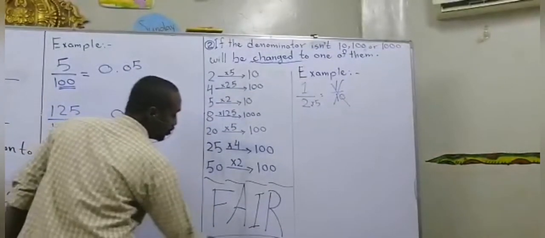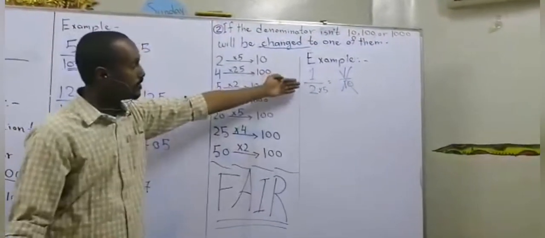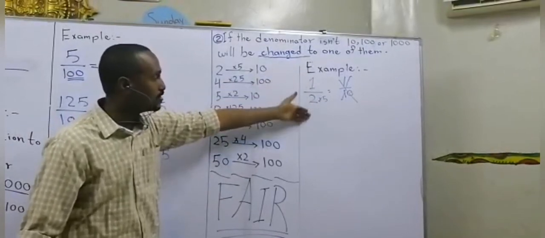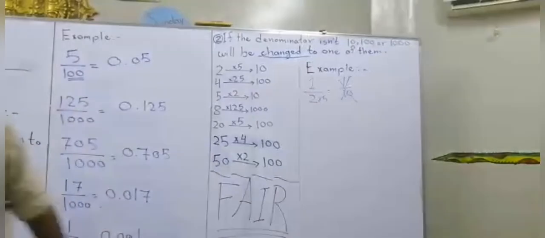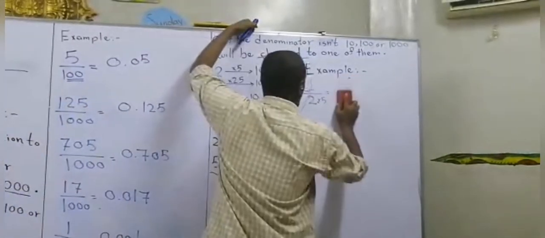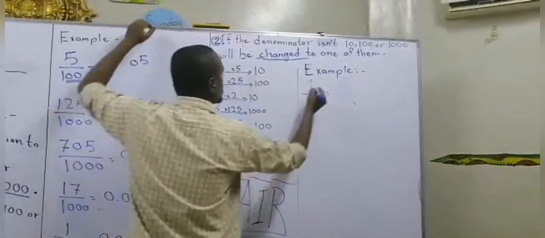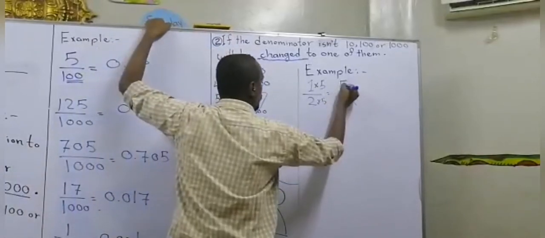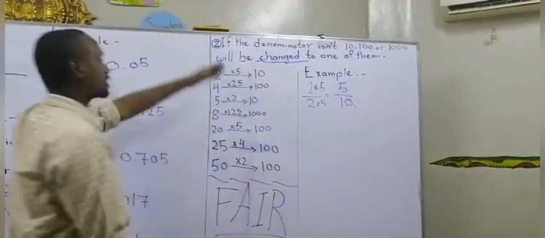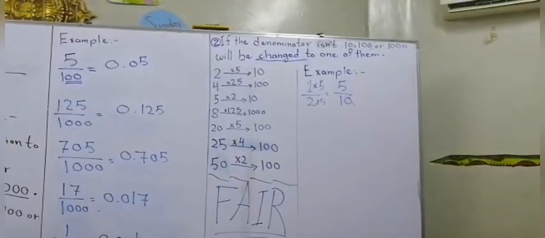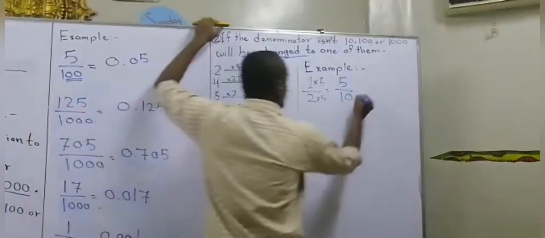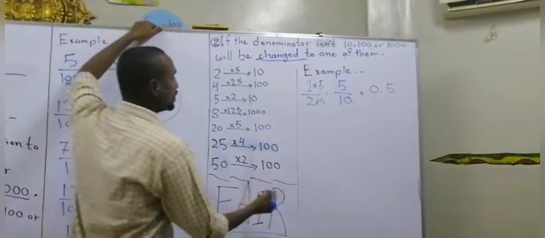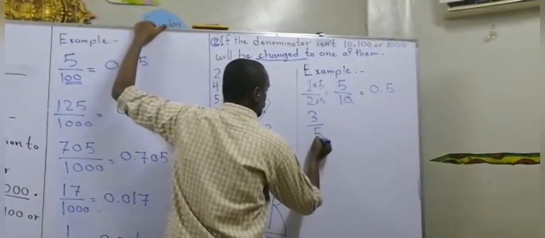Remember this word: you must always be fair. If you multiply the denominator by 5, then you multiply the numerator by 5. So, I can't say 1 over 10. I should multiply both by the same number. You must be fair. So, now the fraction will be 5 over 10. Now, this is a fraction I know how to do. 10, one decimal place, I write the numerator here, it will be 0.5.